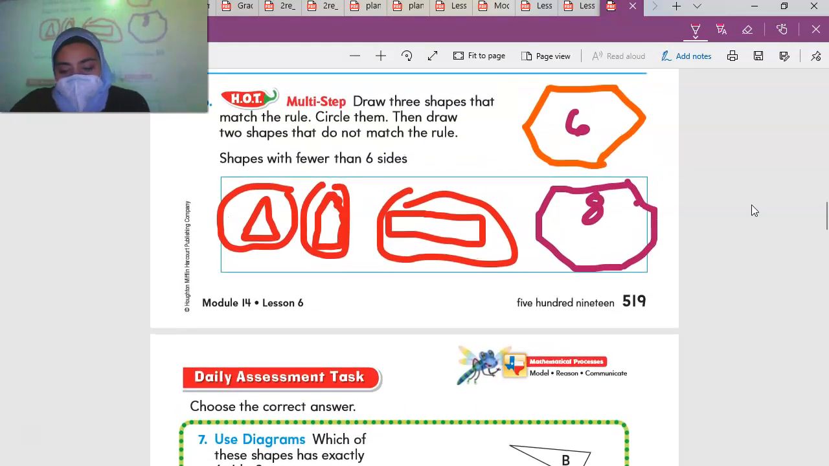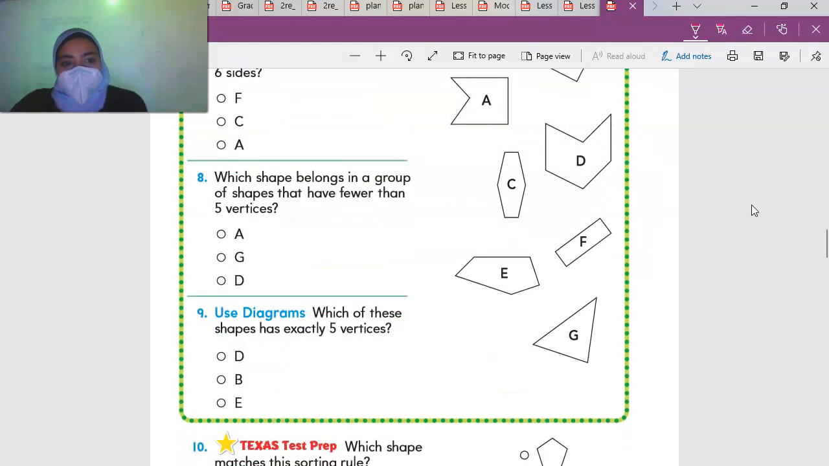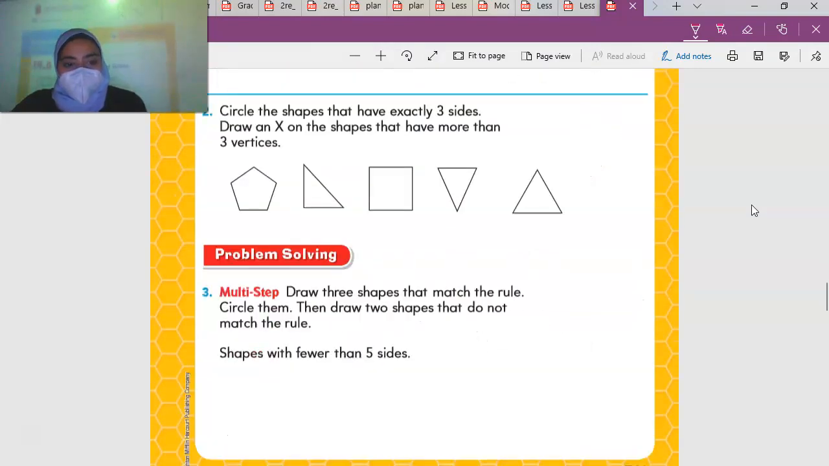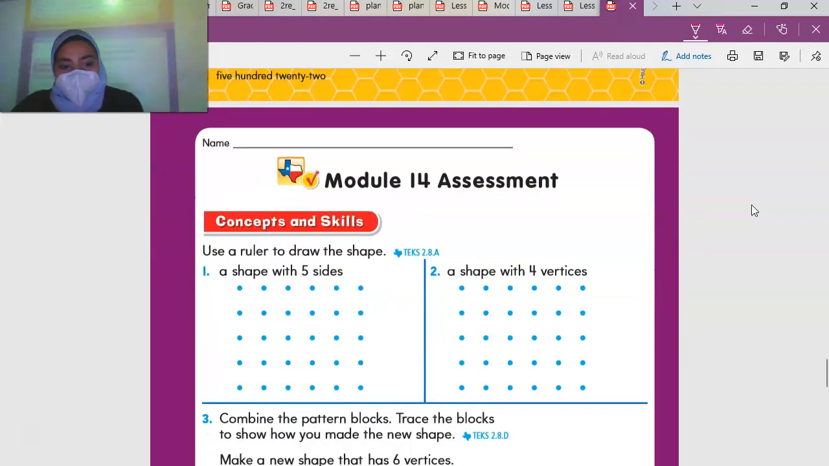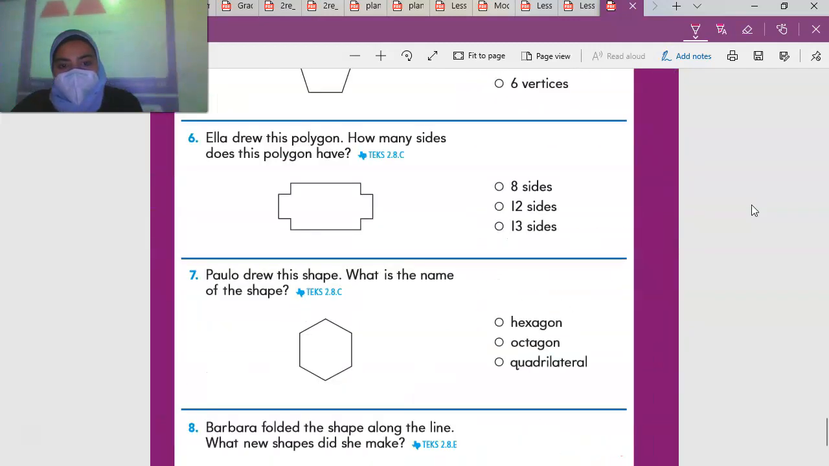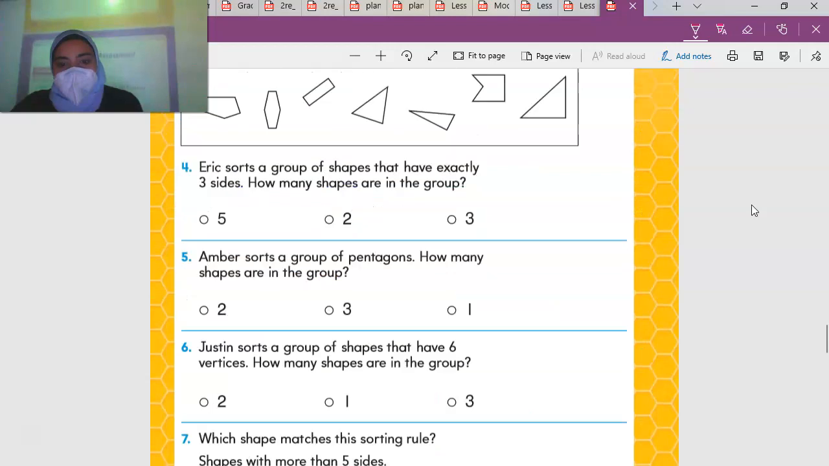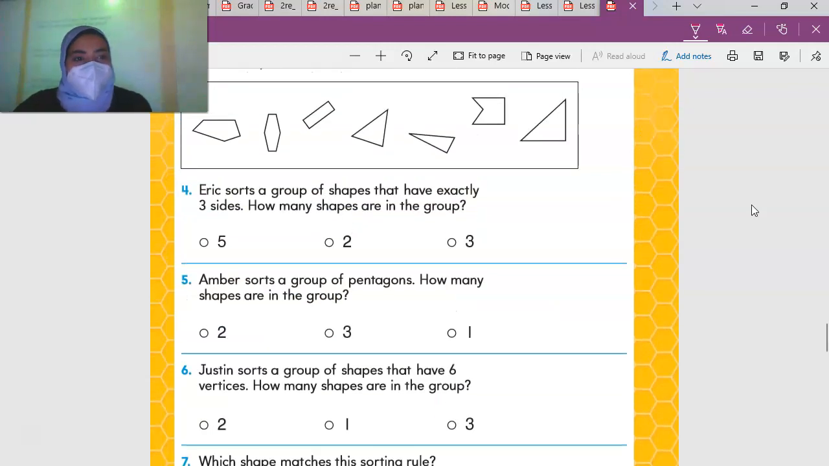Easy peasy lemon squeezy. Okay, so now you're going to do page 520 through 522 on your own. Do not work on the purple page today. You will do that on Monday and take the test on Monday. Okay? If you have any questions, let me know. I'll see you later. Bye.